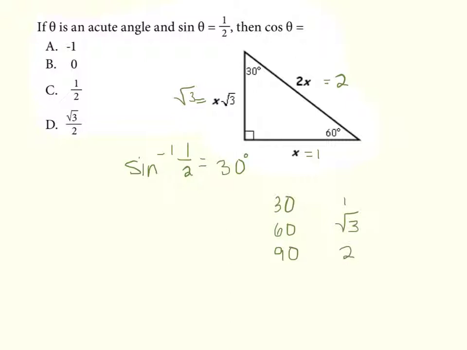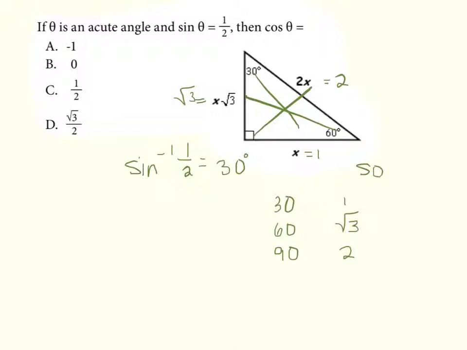So if you look at a calculator and you check the square root of 3, it's going to be like 1.7 something. It's just between 1 and 2. So in order, it's 1, square root of 3, and 2. So the 1 goes opposite the 30, the square root of 3 goes opposite the 60, and the 2 goes opposite the 90. Why is that important?